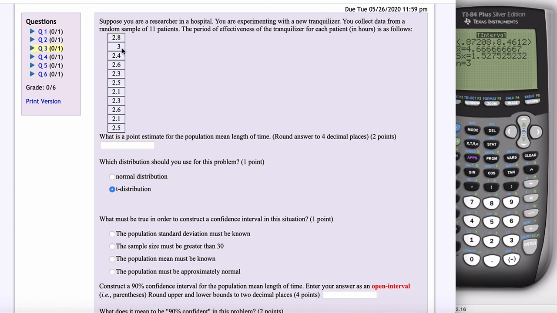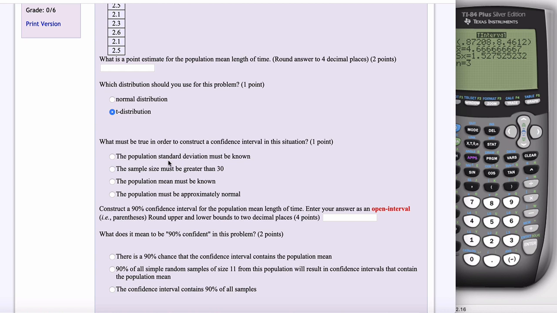All right, so up here, my sample size is only 11. It's not greater than or equal to 30. So it must be the case that the parent distribution is normal. So what must be true? The population standard deviation must be known. No, that would give me a z interval, completely different.